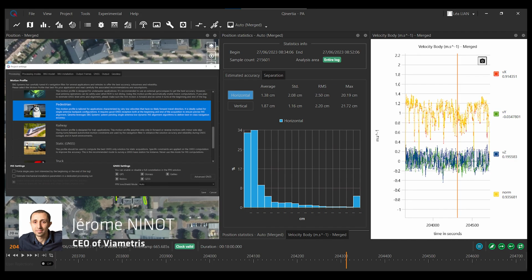The new pedestrian motion profile allows us to use Qinertia to generate a highly accurate, tightly coupled trajectory for open sky areas without dependency on SLAM algorithms. This reduces substantially the processing time with a straightforward process.